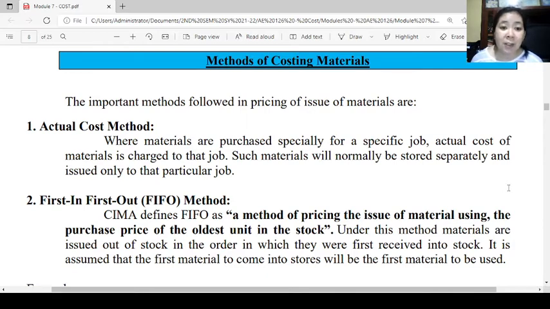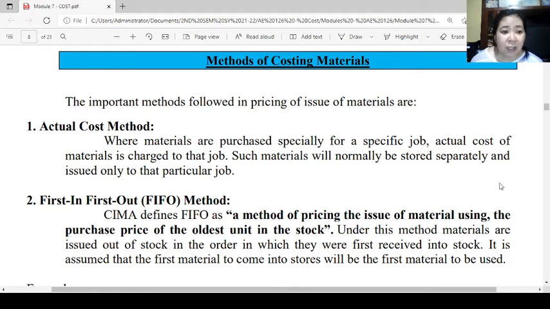Basically here, materials are purchased specifically for a specific job. Therefore, the actual cost of materials will be charged to the job. So such materials will normally be stored separately and will be used only for that particular job. So specific items of inventory were purchased for a specific job or job order, meaning these items will not be used in any other types of production. Okay, this will solely be used for producing a specific type of item. So therefore, actual cost should be used.